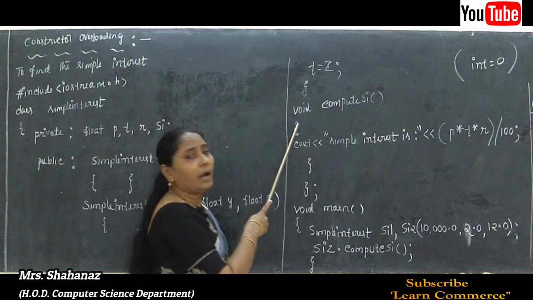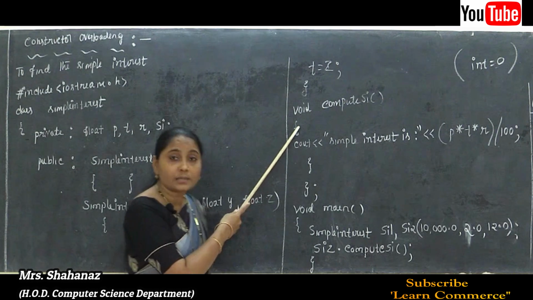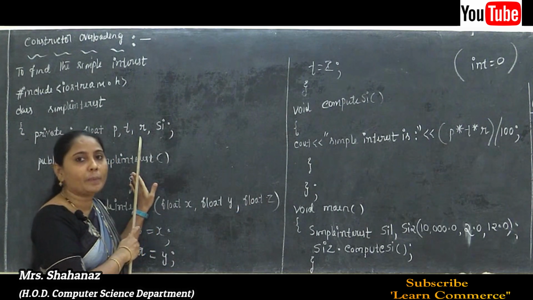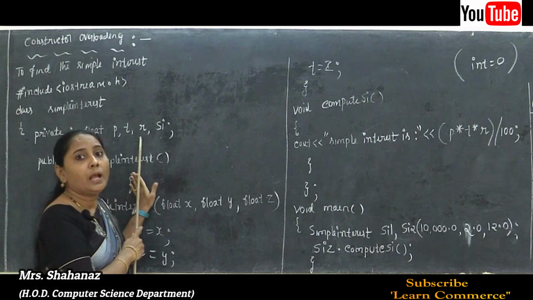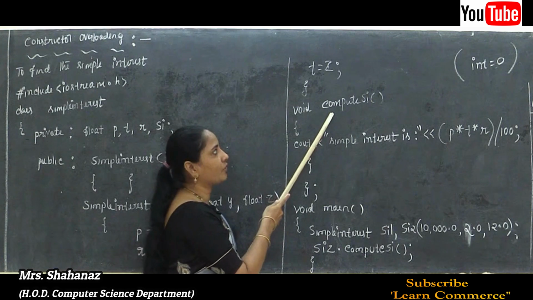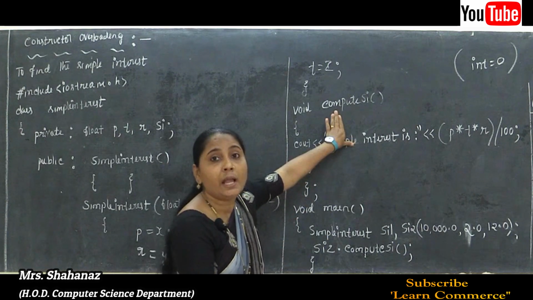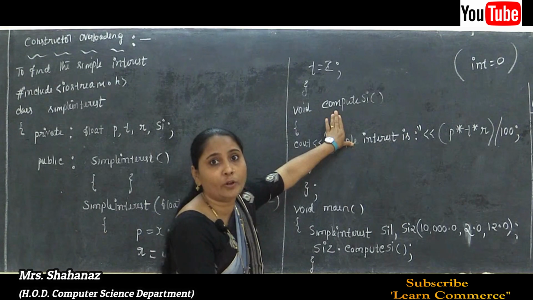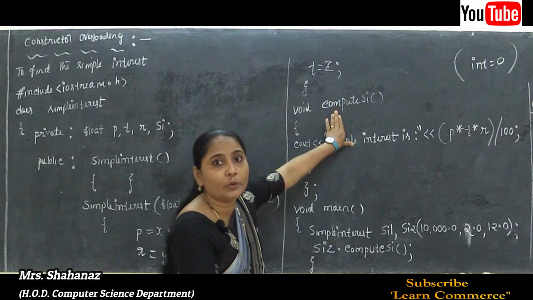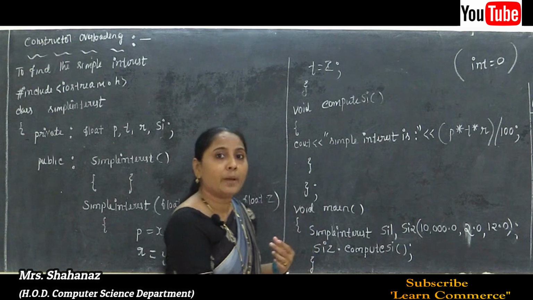And with that, we also need to use some member function of the class SimpleInterest. Why? Because whatever I want to display, or maybe some calculation that is going to occur, will be done by using a member function of the class. So for the member function of the class I used the name computeSI, okay, it is going to calculate the simple interest. So computeSI, open and closing, this is called the definition of the member function.